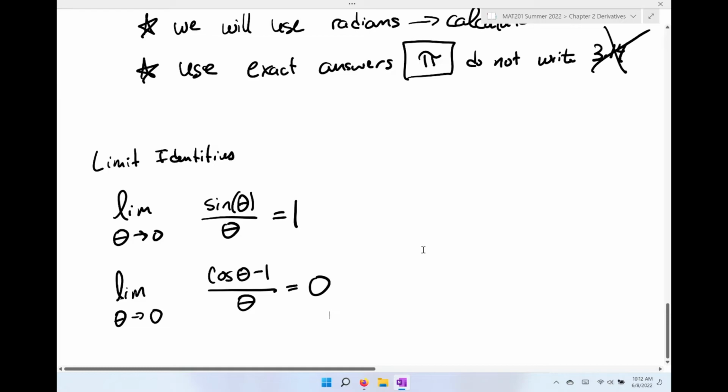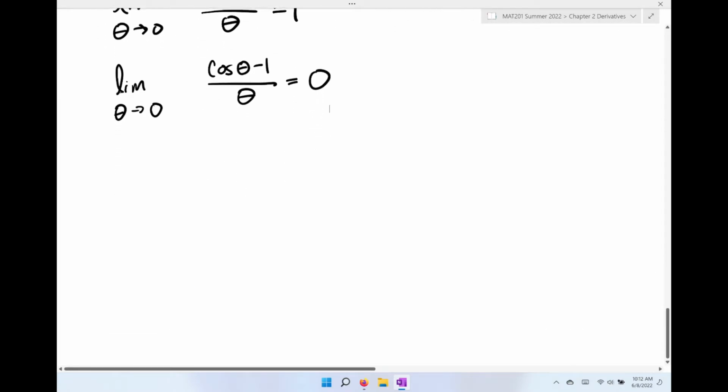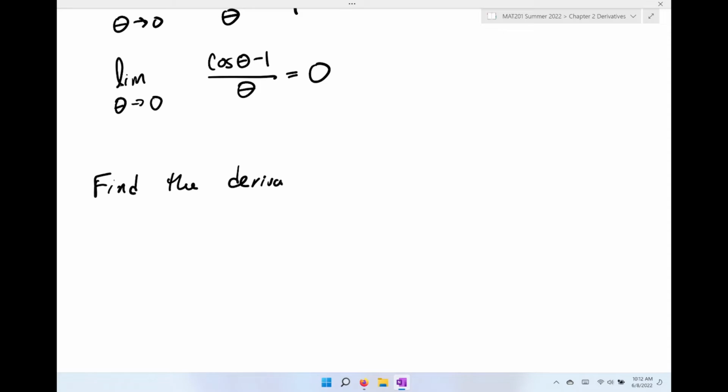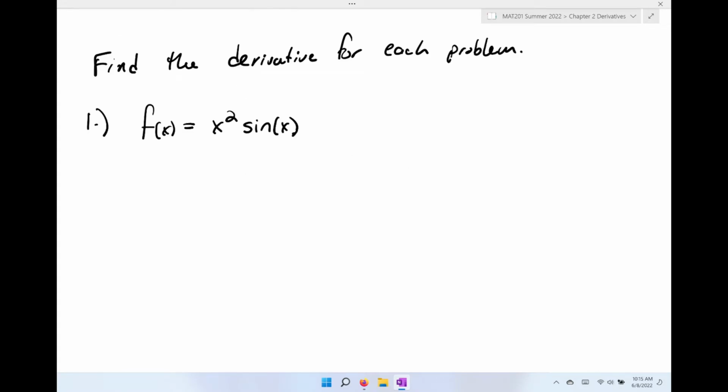So with the remaining time, I just want to do a bunch of examples of taking trigonometric derivatives. So let me write directions real quick. Find the derivative for each problem. Okay, so here's our first example.